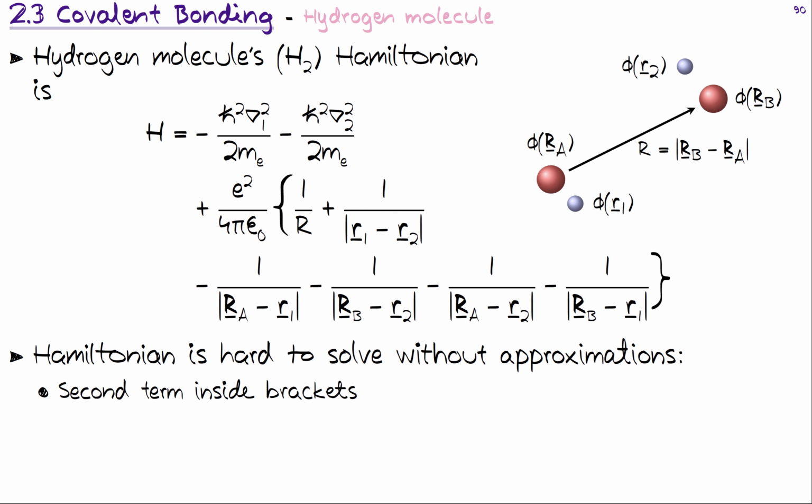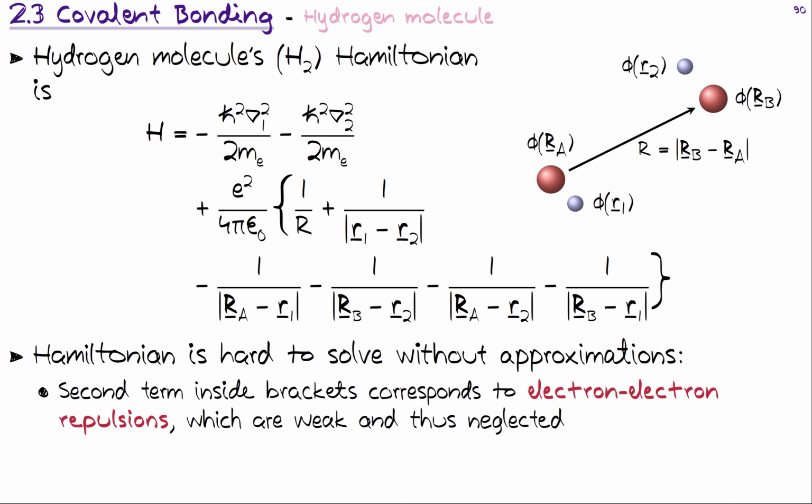Okay, next we look at the second term inside the brackets, the electron-electron repulsion, 1 over R1 minus R2. This is the separation between the electrons, how far apart they are, and because they are of similar charge, it's a repulsive force. This is also quite weak, and we will neglect it based on the fact that the electrons are probably quite far apart from each other. Maybe that's not always the case, but at least we can neglect it based on physical reasoning.